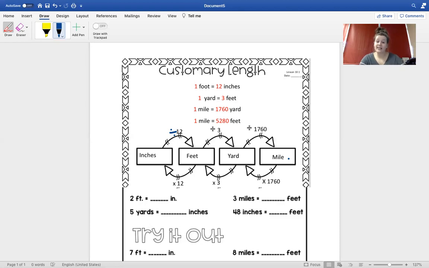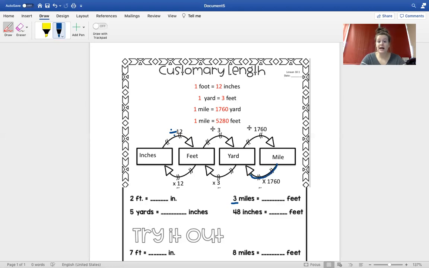The cool thing about this is you can see right here, we're going to go from miles to feet. Well, since we're going big to small, we would have to multiply by 5,280. If you forget that, this little chart right here will help you so much because you can take each step. So you see, we start with 3 miles, so we would start at mile, and we need to get to feet. So you could take your starting number 3, and if you can't remember that you're supposed to multiply by 5,280, you can do the jumps.